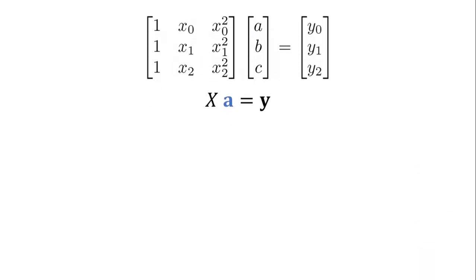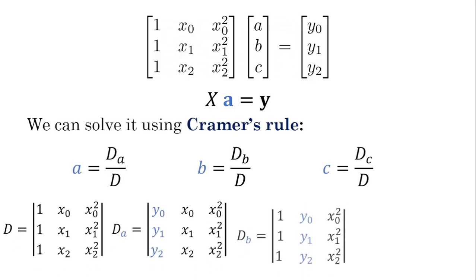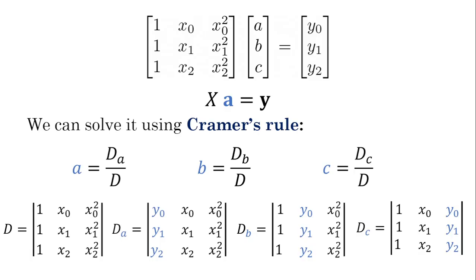Here, D is the determinant of the system, and D sub a, D sub b, and D sub c are the determinants of the matrices obtained by replacing one column at a time with the y column. If this sounds a bit abstract, don't worry, I'll leave a link to another video or article that explains matrices and determinants in more detail. But here's a quick intuition.